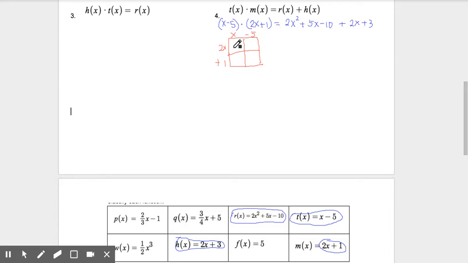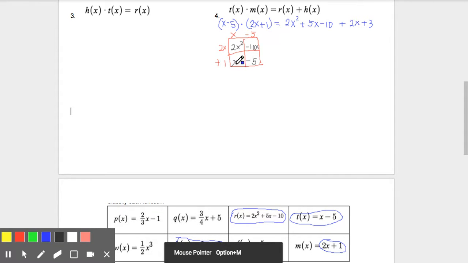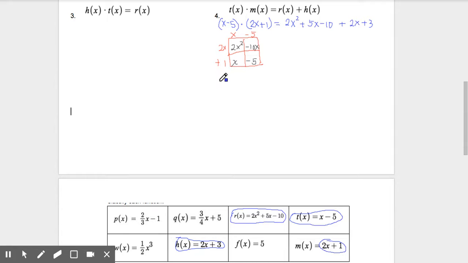We're going to have here 2x times x is 2x squared. 2x times negative 5 is negative 10x. 1 times x is x, and 1 times negative 5 is negative 5. So now we'll have 2x squared. This is the area of the whole rectangle. 2x squared, negative 10x plus x, so minus 9x minus 5. So this is the area of the entire rectangle, which is equal to the sum of the area of the parts of this rectangle.